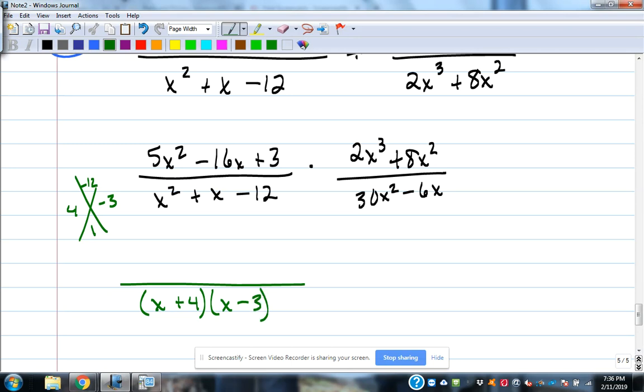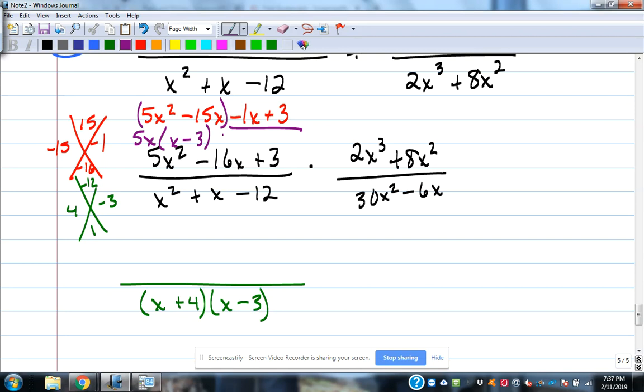The top half of that fraction is a little more difficult. You still do the x method. Got a 15 on top and negative 16 on the bottom. That'd be negative 15, negative 1. But I can't go straight to my factors. I got to do the grouping stuff. 5x squared minus 15x minus 1x plus 3. Group that. 5x, x minus 3, negative 1, x minus 3. So that's going to be x minus 3 and 5x minus 1.